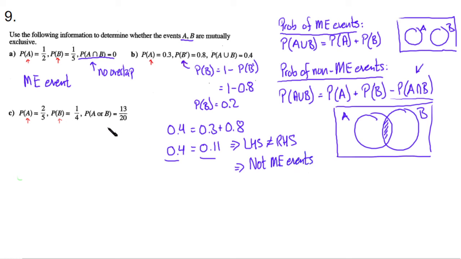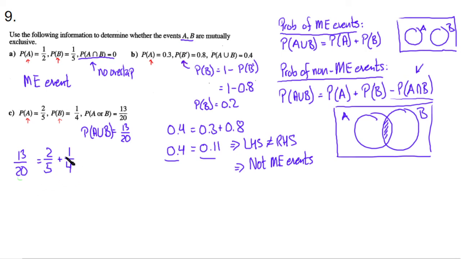And then in C, here we have the probability of A, the probability of B, and the probability of A or B. We can also write this as the probability of A union B, which is 13 over 20. So here we can just plug this into, again, the formula up here. The probability of A or B is 13 over 20 equals the probability of A, which is 2 over 5, plus the probability of B, which is 1/4.